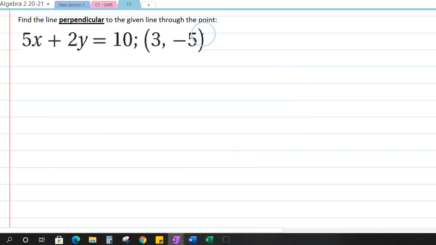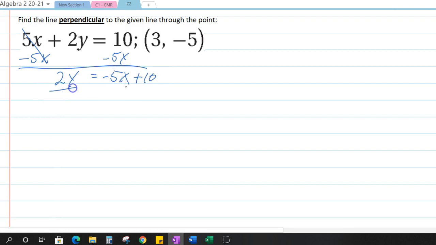Again, find the line perpendicular to the given line through the point. Problem is, the line that they gave us originally is in standard form and I need it in slope-intercept form so I can steal that slope. So we do a little bit of math. Subtract 5x to the other side, which gives me 2y is equal to negative 5x plus 10. Divide both sides by 2. Y equals negative 5 over 2 with an x beside it plus 10 divided by 2 is 5. So their original slope was m equals negative 5 over 2.